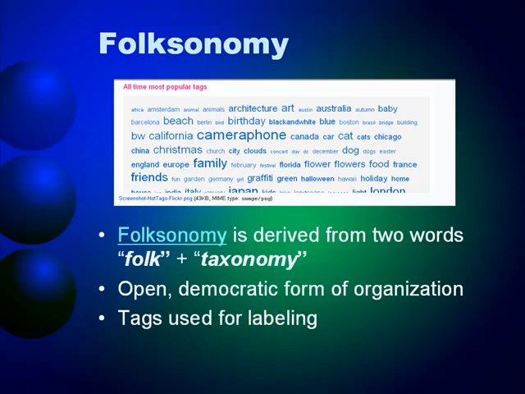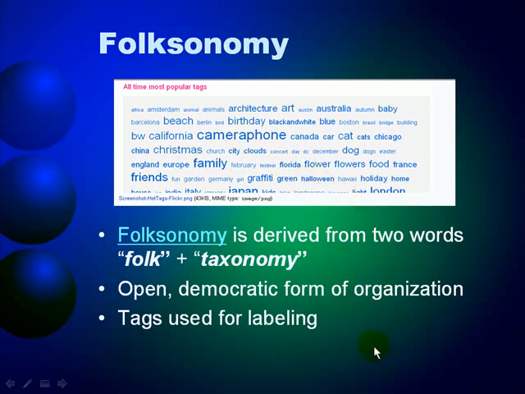Okay, now we have folksonomy. Well, what is folksonomy? Folksonomy is derived from two words, folk plus taxonomy. It's a very open, very democratic form of organization, and in folksonomy you use tags for labeling. For example, here's a Flickr website, and the pictures are tagged with various popular tags, okay? And the more commonly used tags show up larger, so you can see how it's very democratic. It also demonstrates the social fabric, okay?